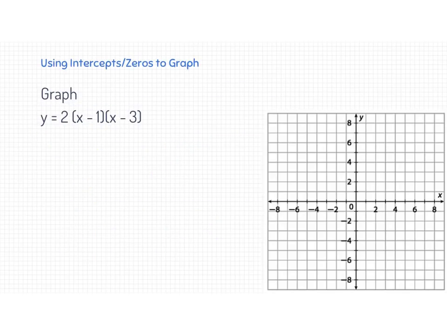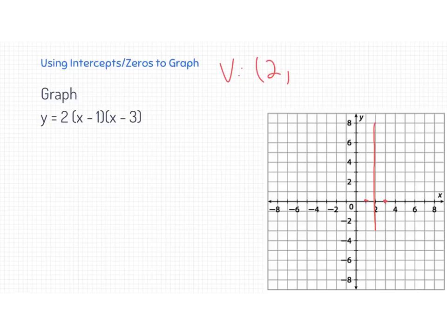So to graph, we then want to plot those points. So we have (1, 0), and then (3, 0). And then we know our vertex is always in the middle of our intercepts. So they're going to be on this line here. So we know the x-coordinate of our vertex is going to be 2. So let's find our y-coordinate.